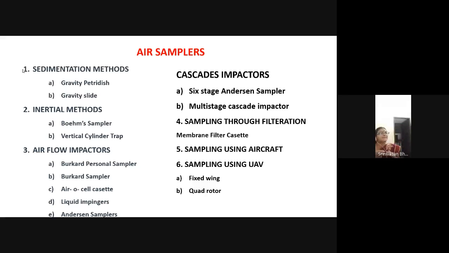Next comes the sampling using UAV, the unmanned aerial vehicle. It is of two types, the fixed wing and the quadrotor. So all these come under sampling using unmanned aerial vehicles, where the sampler is fixed in the unmanned aerial vehicle and air sampling is done for microbes such as bacteria and fungi, and the volatile organic compounds.